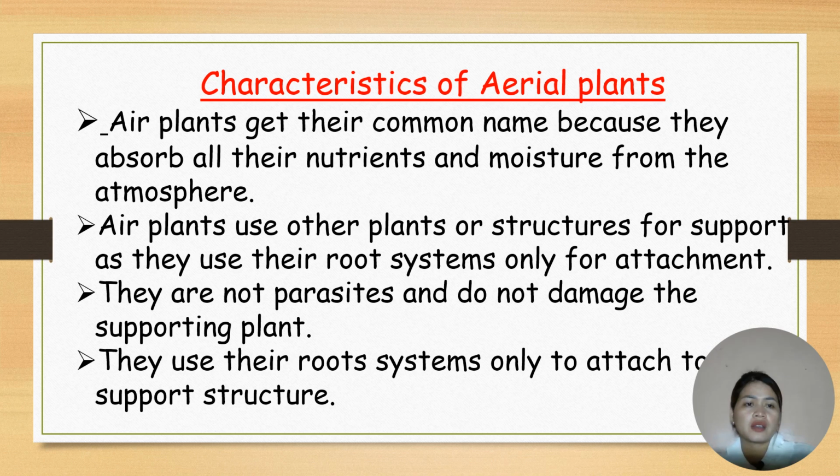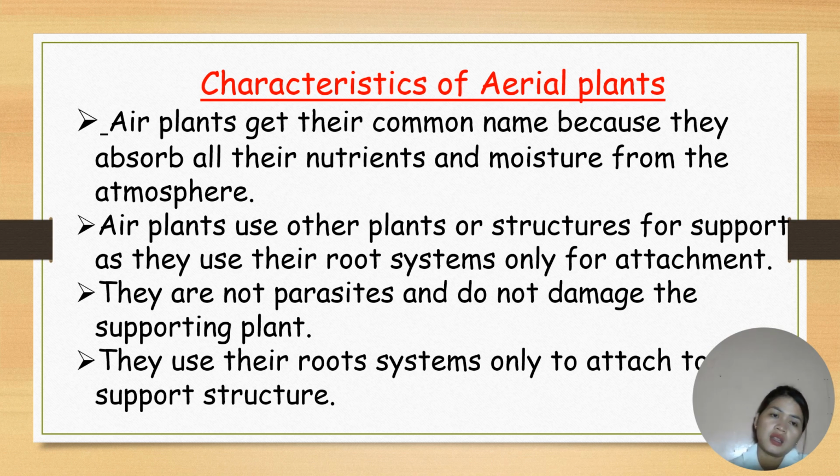So these are its characteristics. Air plants get their common name because they get all their nutrients from moisture. They get their nutrients not from the soil but from the moisture. Air plants use plants or structures to support them. So mostly just like the orchids, they live on other plants. They are not parasites because they do not damage supporting plants. They use the root system only to attach.